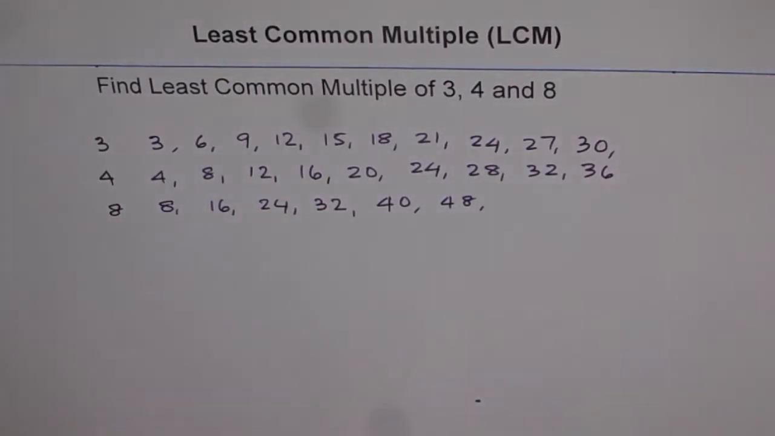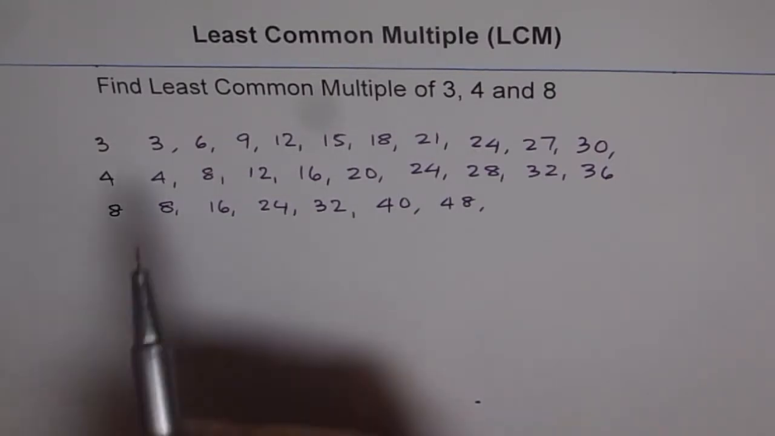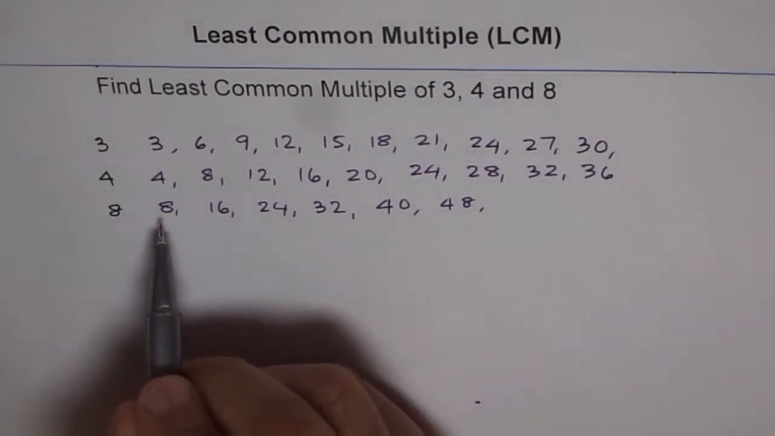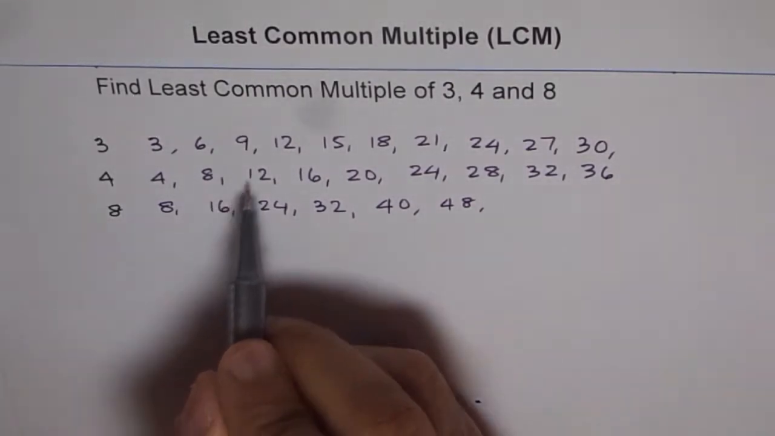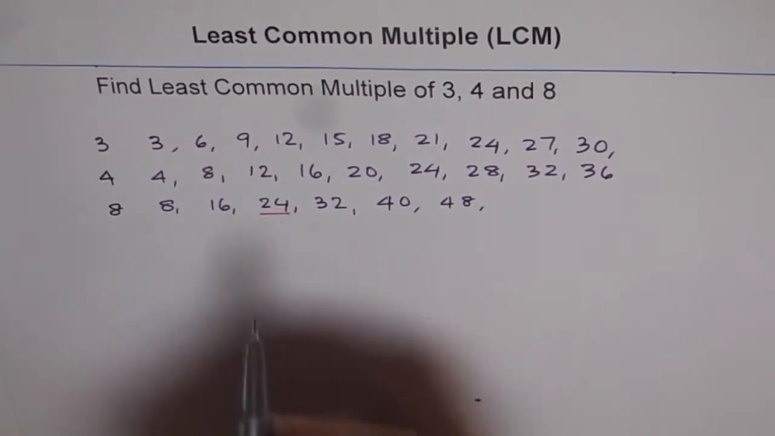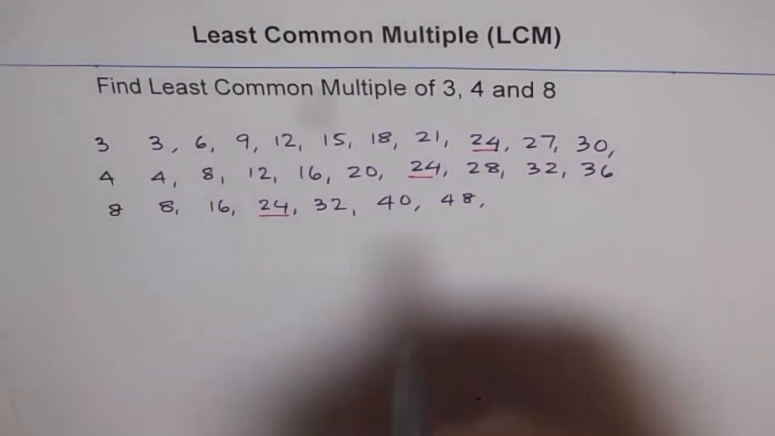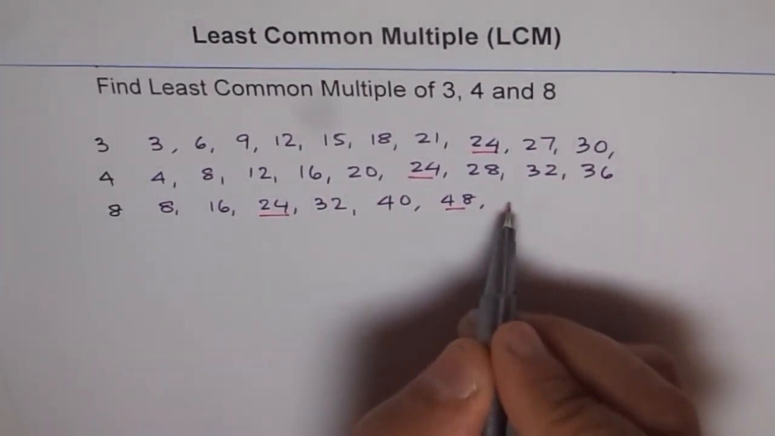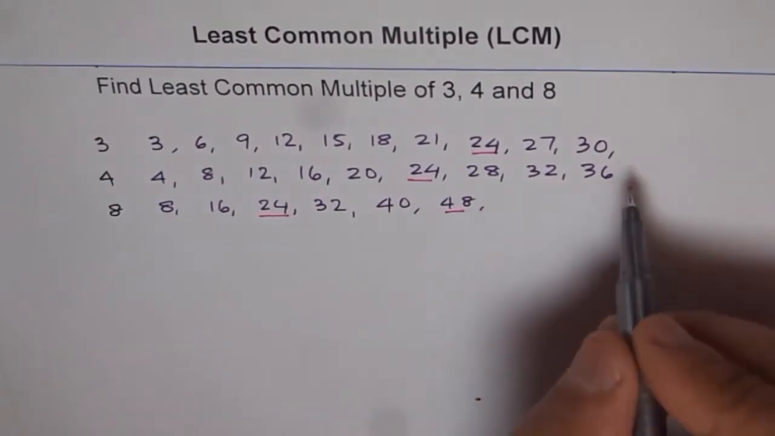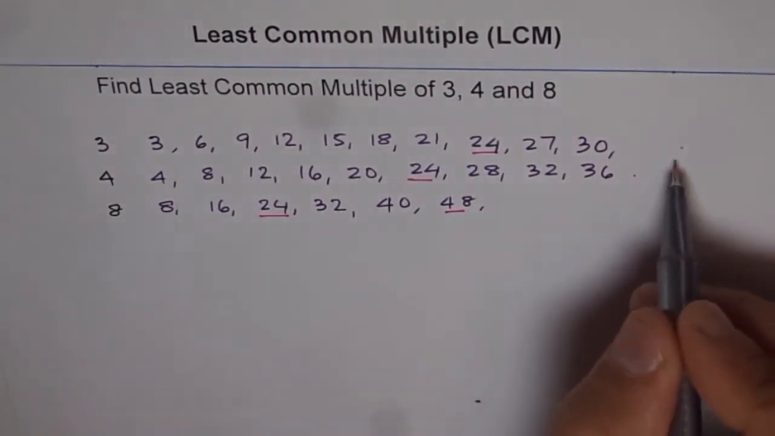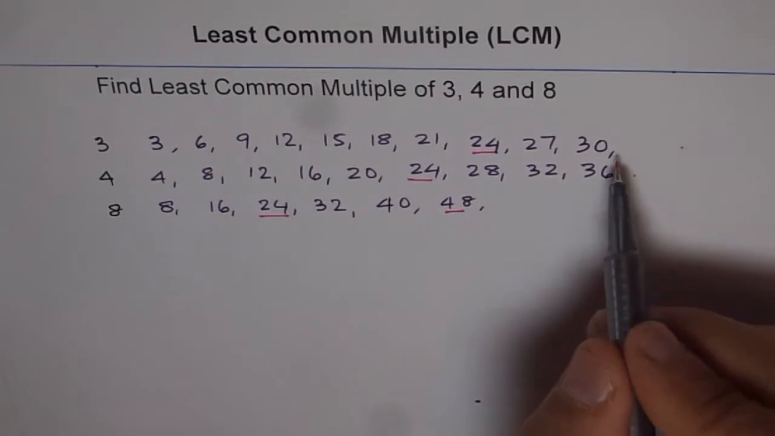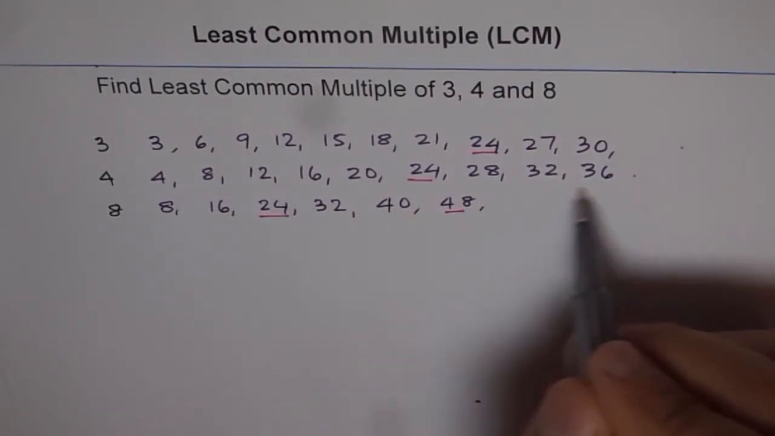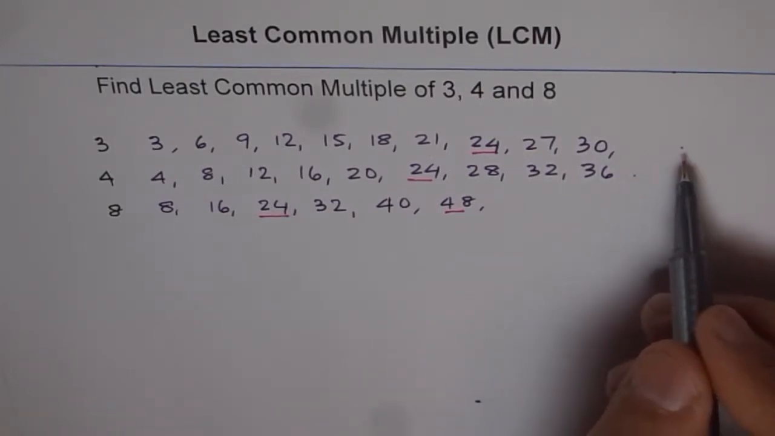So we got the multiples of the numbers 3, 4 and 8. Now out of these multiples, let's figure out which ones are common. So let's go with the 8 series. 8 is not there, 16 is not there, 24 seems to be a common multiple, right? And then we have 48, which should be a common multiple, 24 times 2. But since we didn't go further, we didn't really reach 48. But if you write this list up to 50, you'll get 48 also as a common multiple.